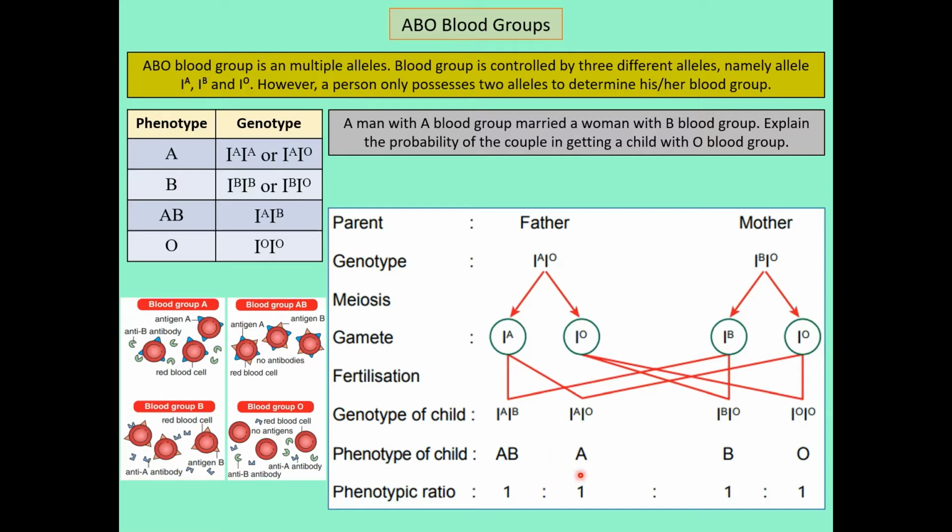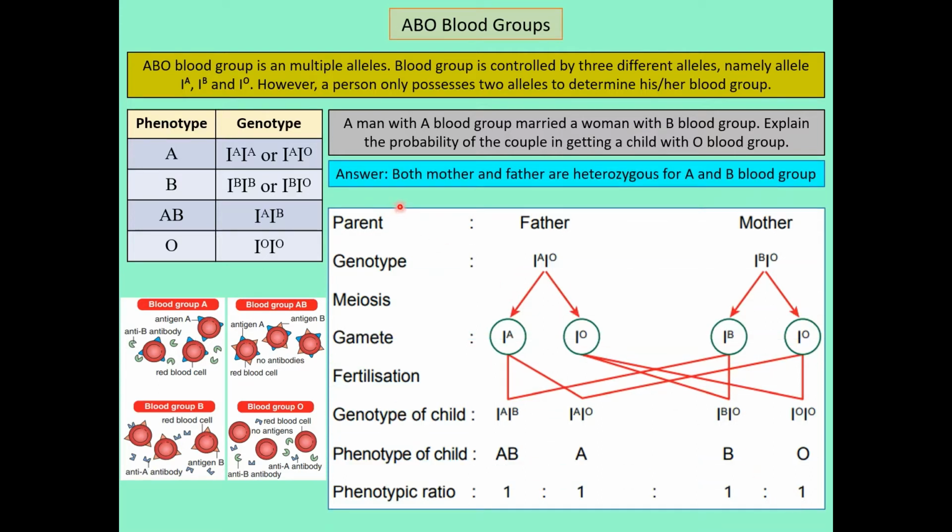So this one also is A blood group, this one is B with one recessive allele O. So this one is B blood group, and this one only carries both recessive alleles, so this is blood group O. So the phenotype of the children is AB, A, B and O. So the phenotype ratio is 1:1:1:1. So the answer: both mother and father must be heterozygous, A and B, for the blood groups to get a child with O blood group.